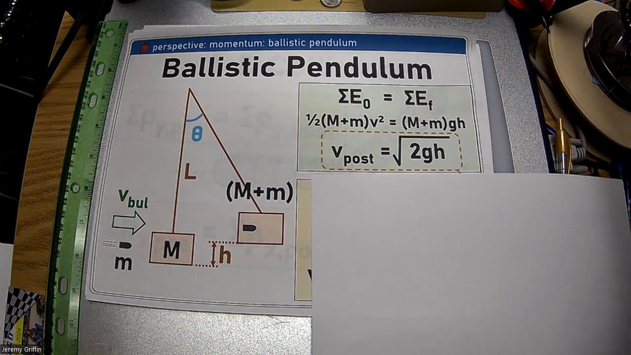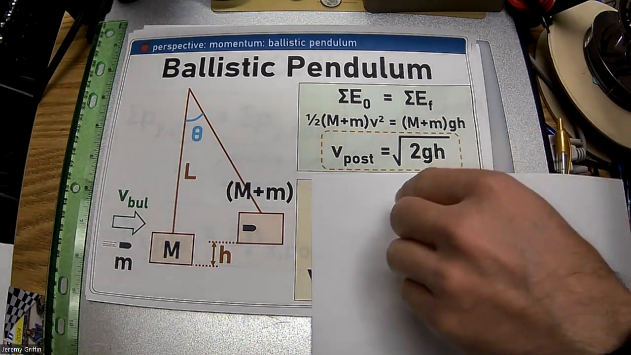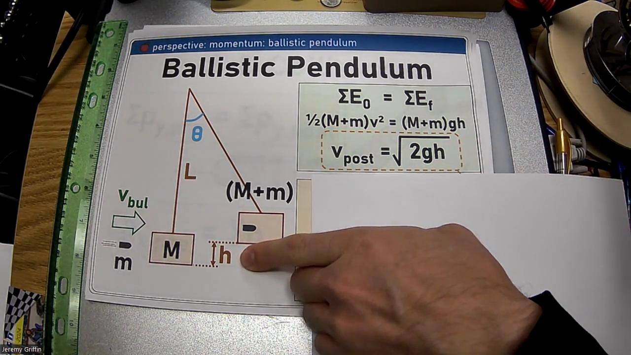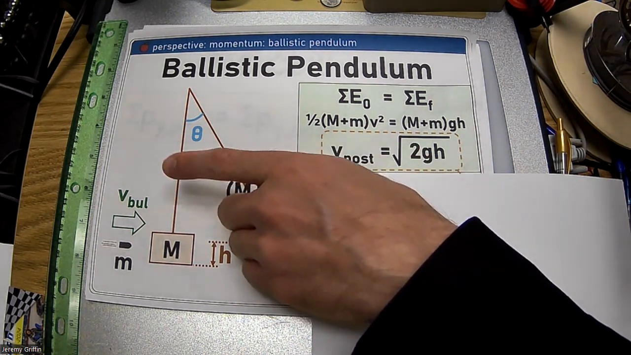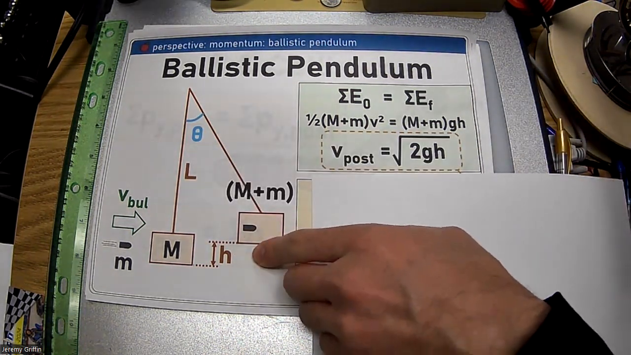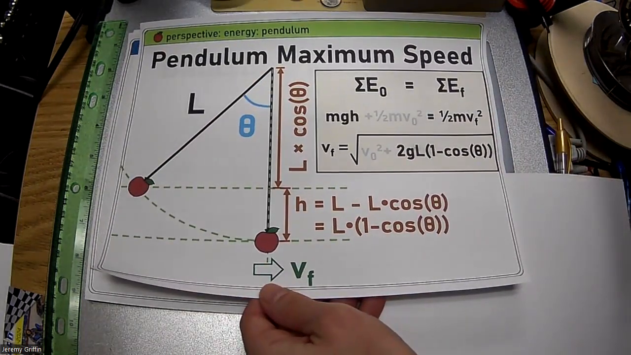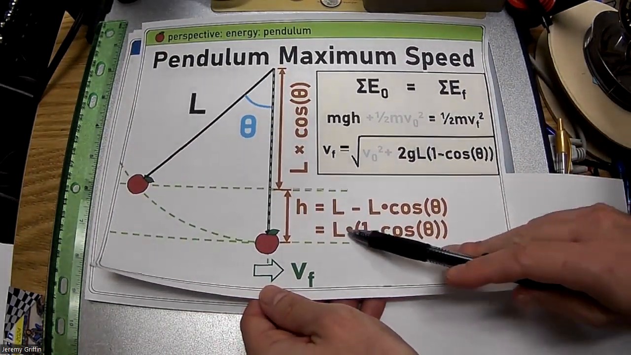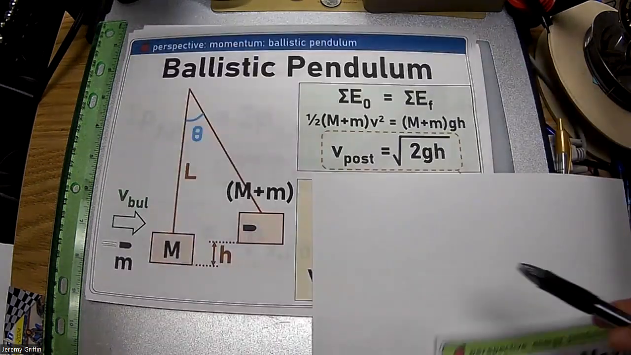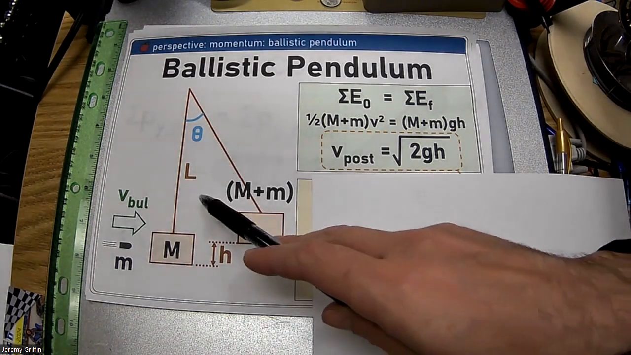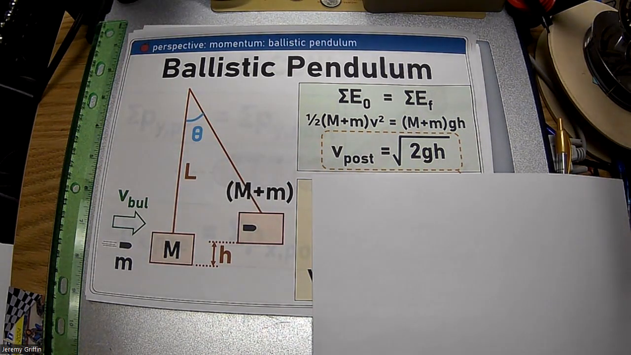Let's throw in an extra detail here because you might have to navigate this. What if you are not explicitly given that height change, but you are given L and theta? Can you figure out what H is based on L and theta? What is that relationship? You guys remember from a few days ago that this height change is L times 1 minus cosine theta? You could substitute that for H: L times 1 minus cosine theta.